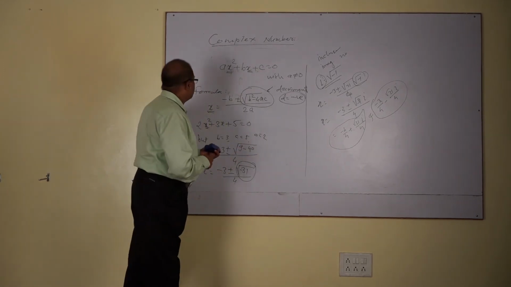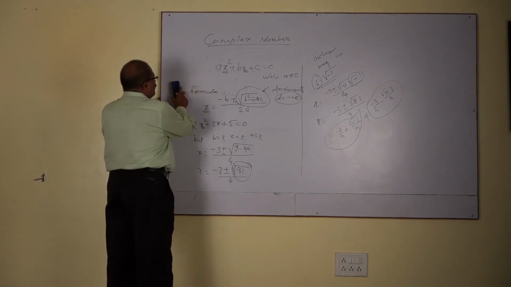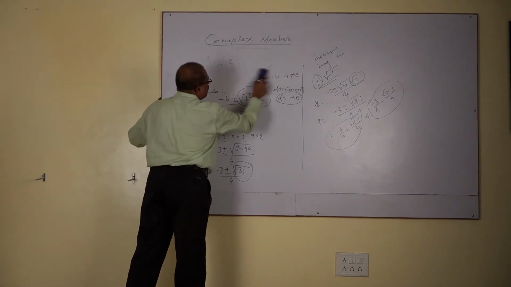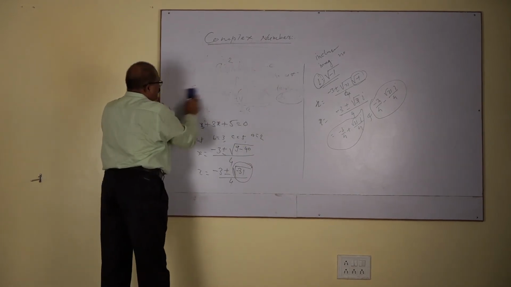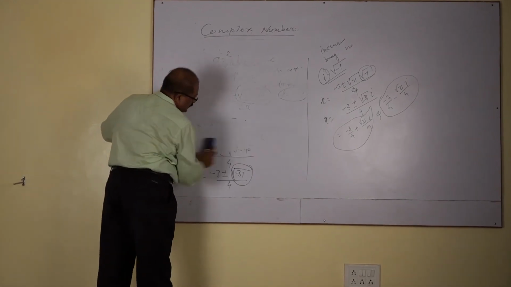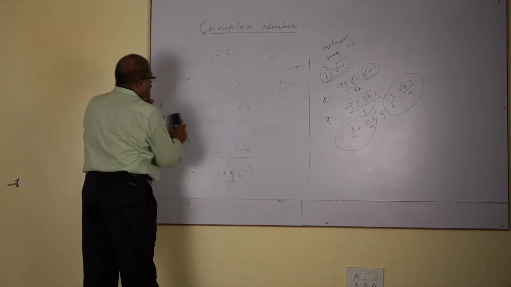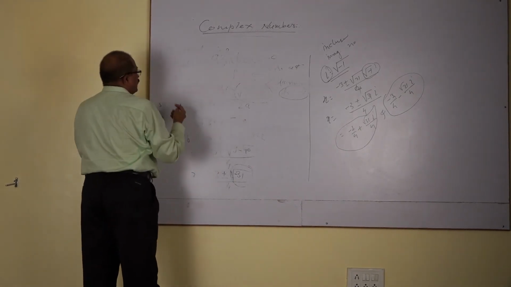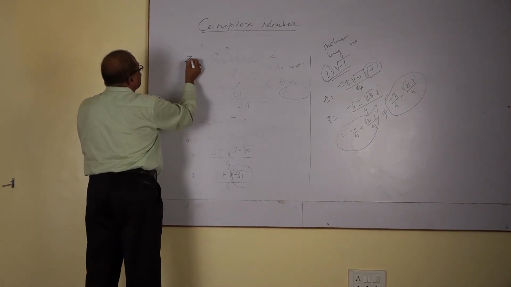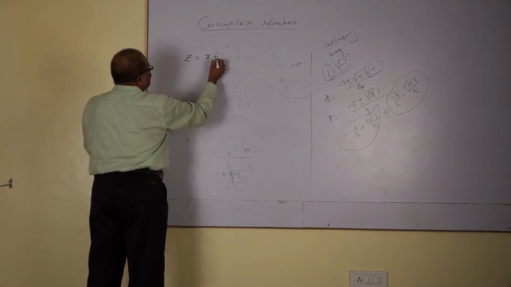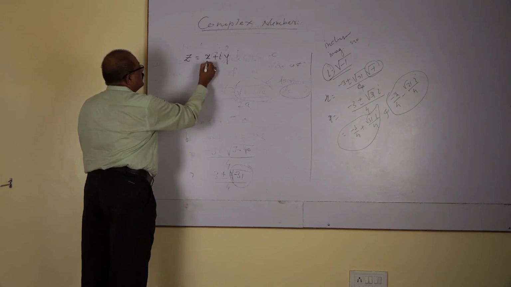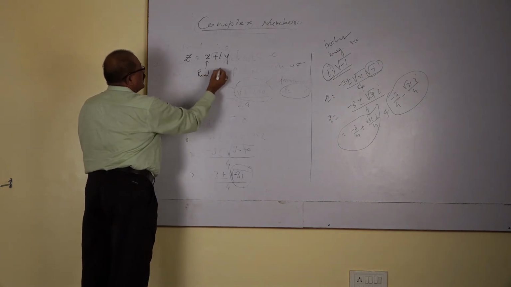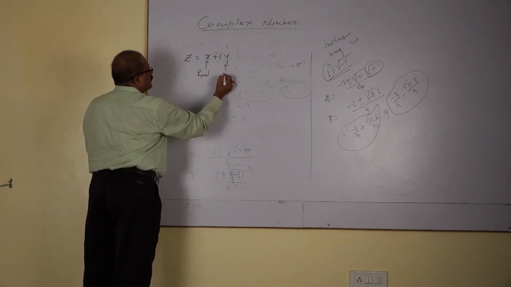So let us come to this point: how to define a complex number. A complex number consists of two parts. One is the real part, another is the imaginary part. Therefore the complex number, denoted by the letter z, can be expressed in the form z equals x plus iy, where x is known as the real part and y is known as the imaginary part.